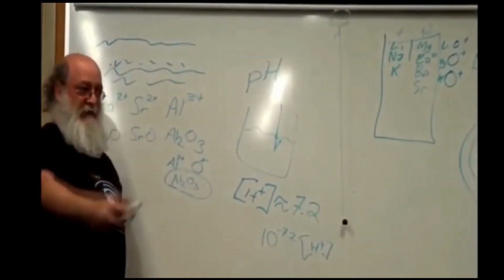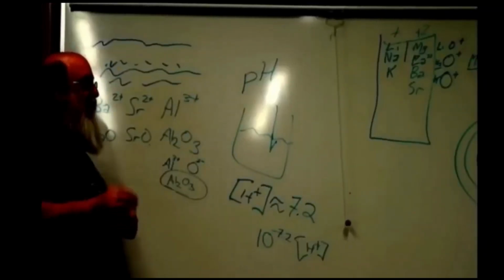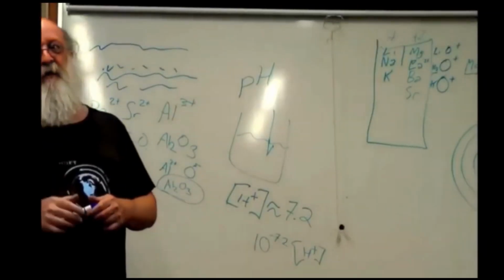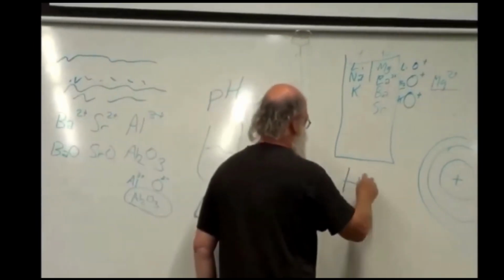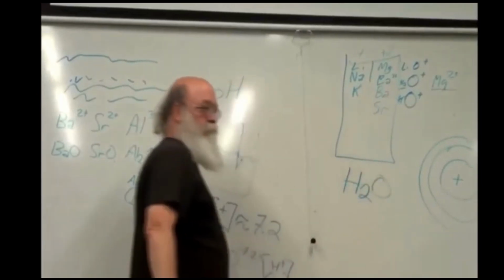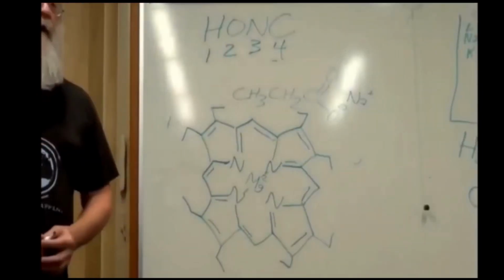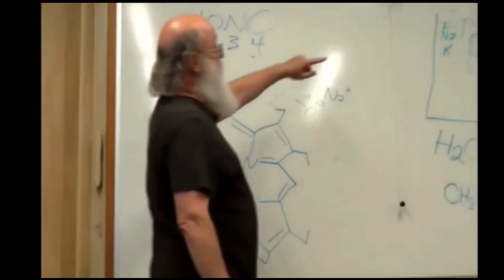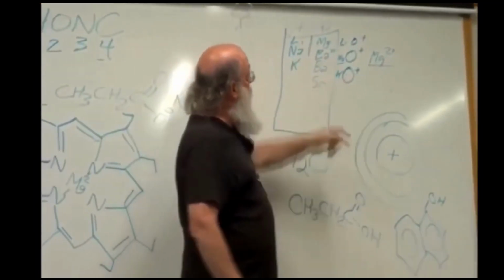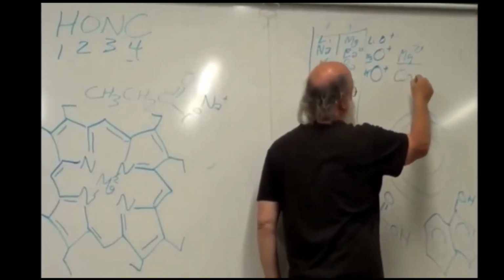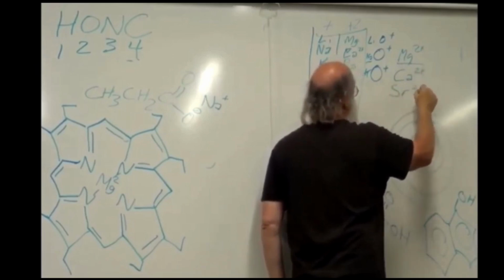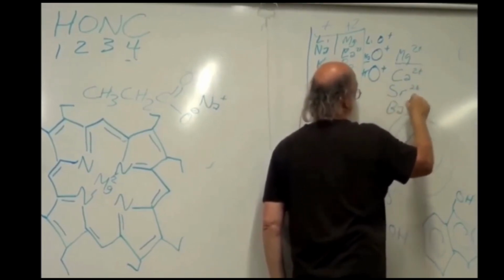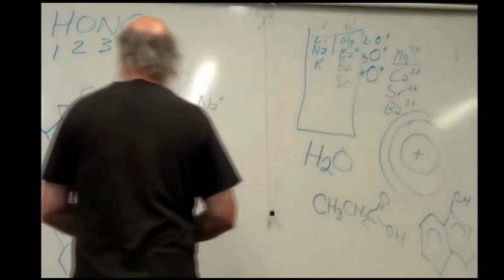And so what happens in biological systems? What's a biological system anyway? Everybody has one. I'm one. Every biological system is different, but it's usually made up of the same stuff, and the major component of a biological system is water. Now, magnesium is fairly small. Calcium is about the same size as potassium. Strontium is a little bigger than calcium, and barium is a little bigger than strontium.